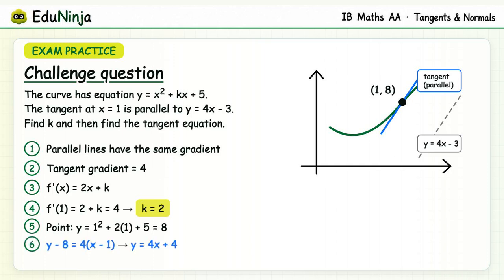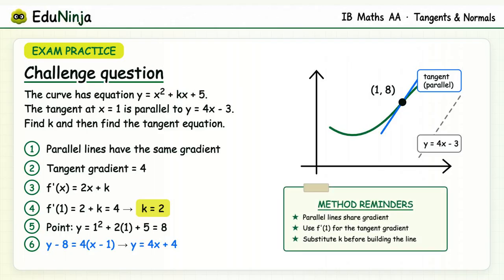Finally, use the gradient 4 and the point 1, 8. So y minus 8 equals 4 times x minus 1, and the tangent equation is y equals 4x plus 4. This question is a good example of why you must connect the wording to the method. Parallel tells you the gradient before you find the equation.